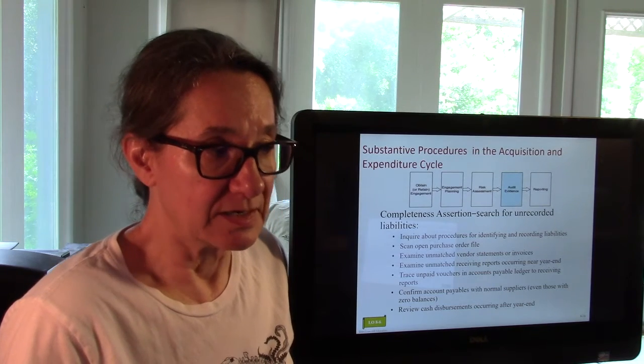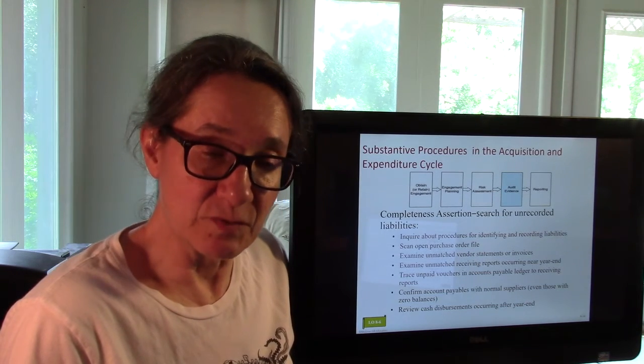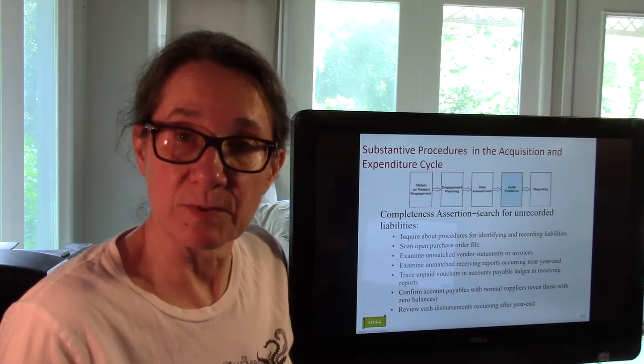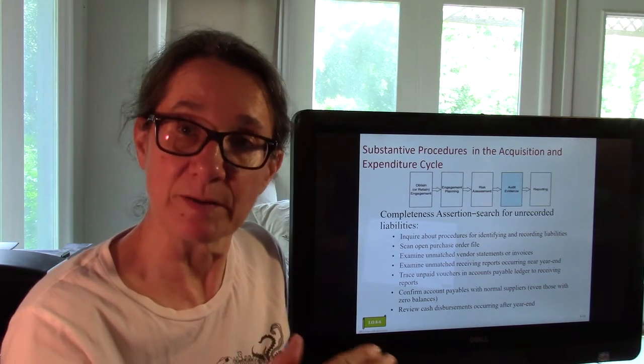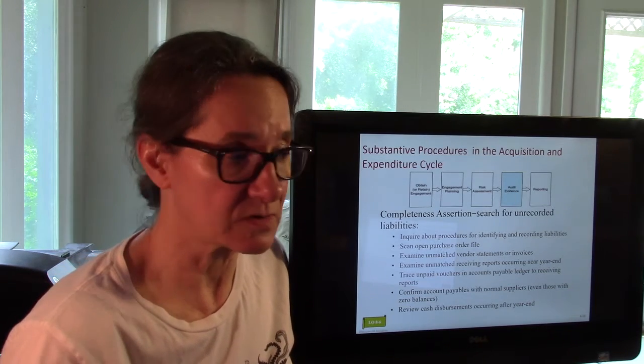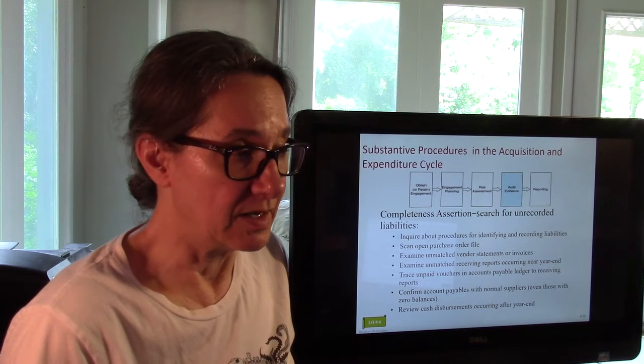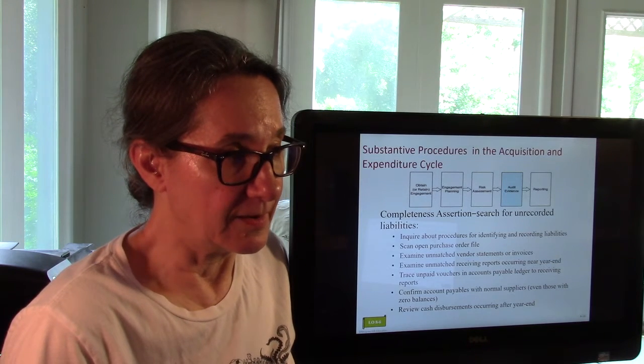We can look for unmatched statements and receiving reports. That would tell me maybe we got an invoice, but we haven't written it down anywhere, so we owe it, but it's not in the payables. I can trace anything unpaid to the receiving report.